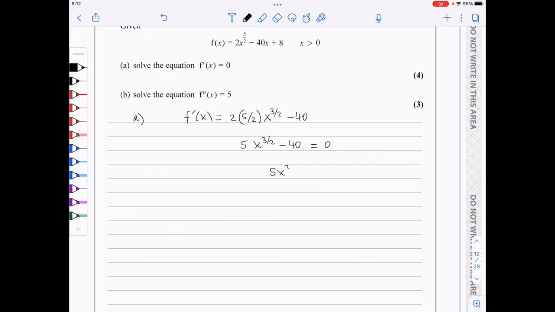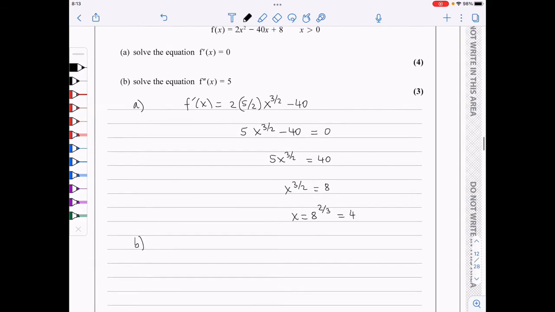So 5x to the 3 over 2 is equal to 40, which leads to x to the 3 over 2 is 8, and therefore x is 8 to the 2 over 3, which is equal to 4. In B, we need to solve f double dash of x is 5.